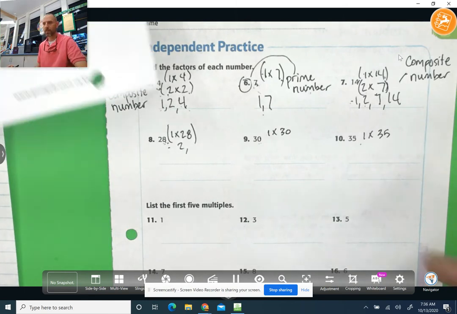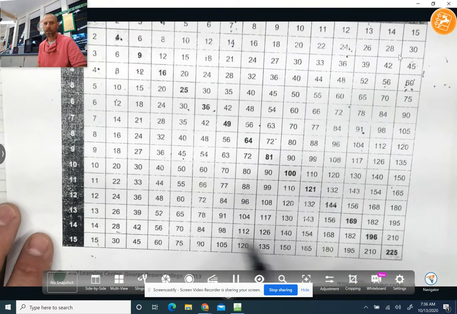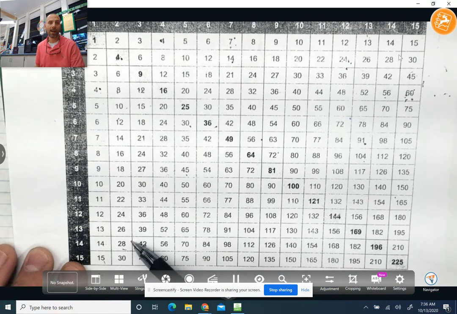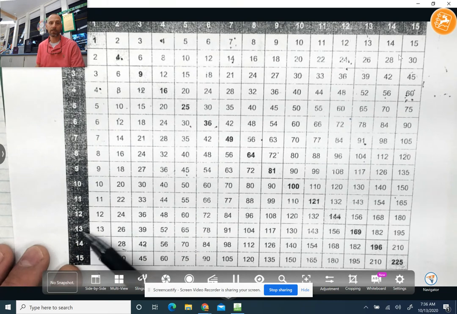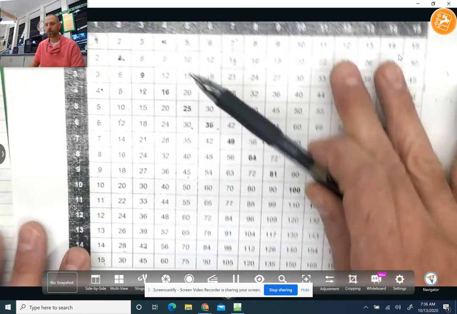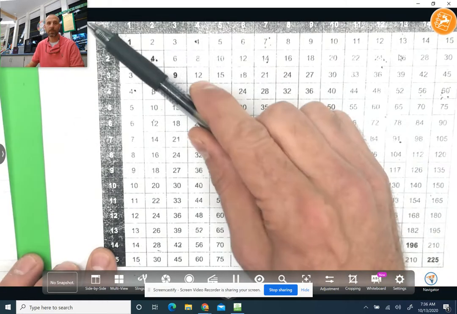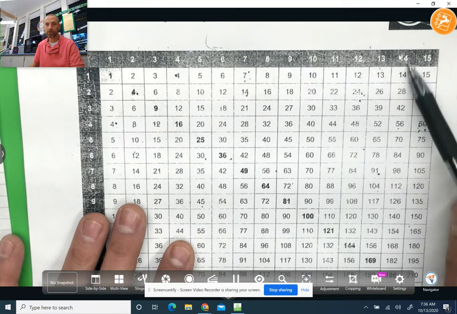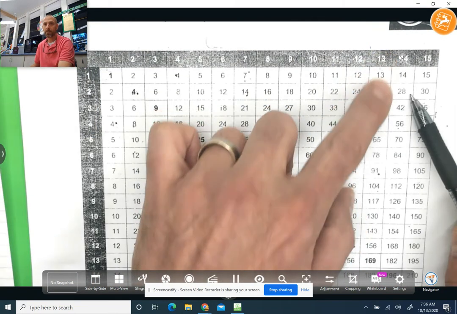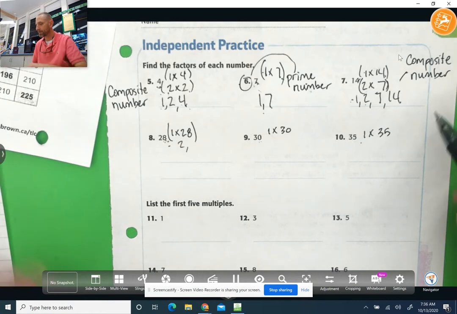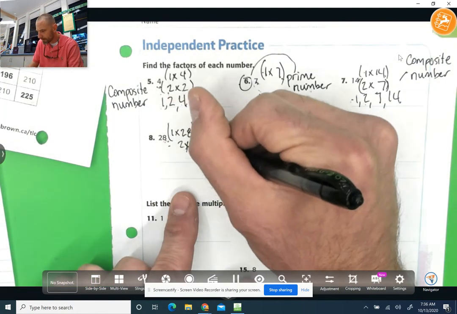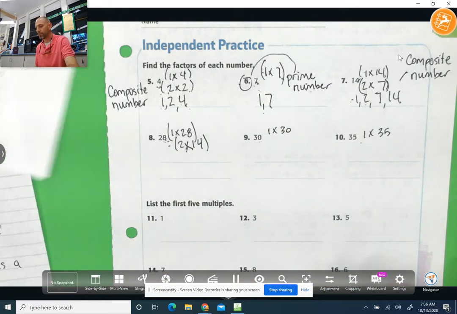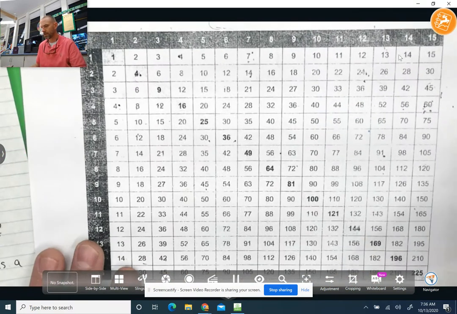Let's see if we can use this big old multiplication table here. Sometimes you're going to have to think of some different strategies to find 2 times what equals 28. But we have a multiplication table that gives us a large enough factor. 14 times 2 is 28. Okay? 2 times 14 is 28. Let's see if we can find any other 28s in here.